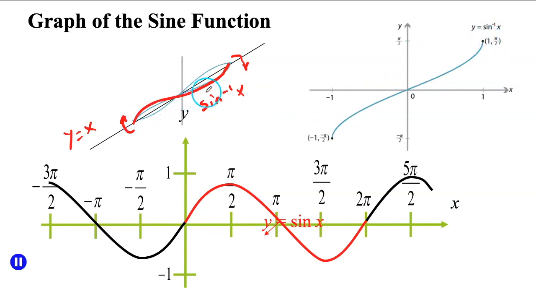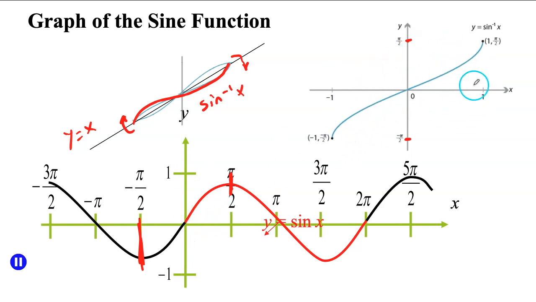As soon as I reflect this over the line y equals x, I'm flipping the x and the y. What used to be the x now becomes the y. The values used to be an angle, and now that becomes the y. Because the piece I'm using is from -pi over 2 to pi over 2, that's what I have, -pi over 2 to pi over 2. What used to be my domain becomes my range now, and what used to be my range, which is -1 to 1, now becomes my domain. So this is the inverse function, and this is what I'm going to be using.